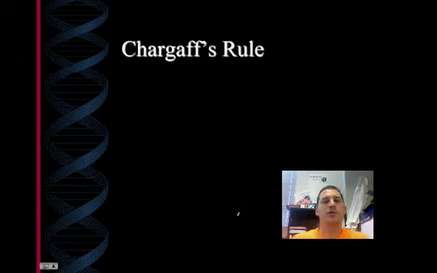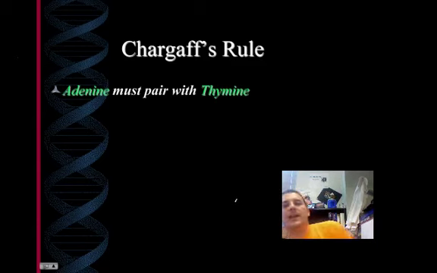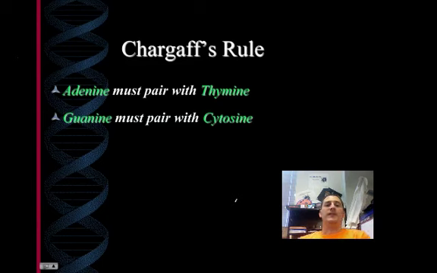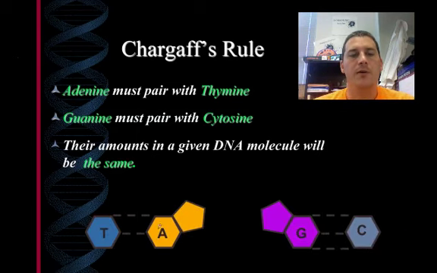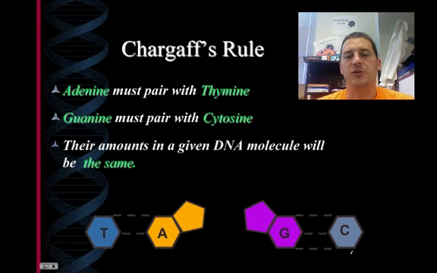As a basic review from last time, Chargaff's Rule tells us that adenine is always paired up with thymine, and that guanine and cytosine are always going to be paired up together. And since they're paired up together, their amounts are going to be the same within any given DNA molecule. So we have our A and our T, and our C to our G.